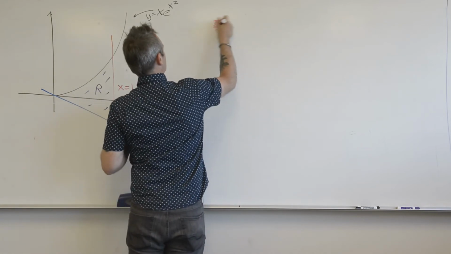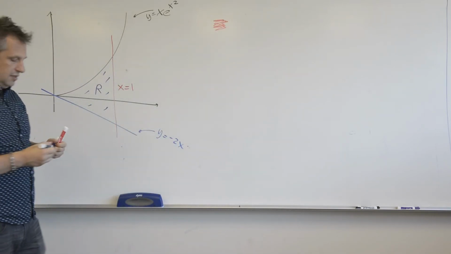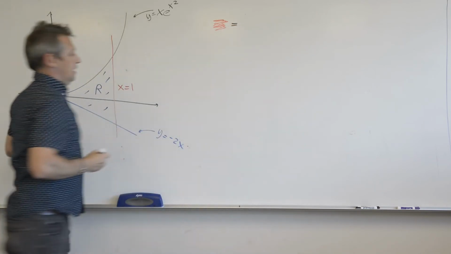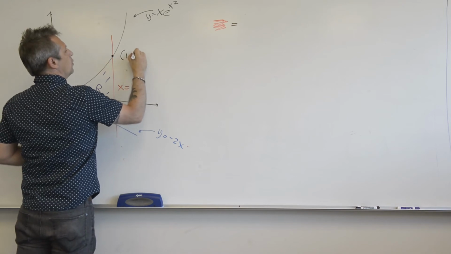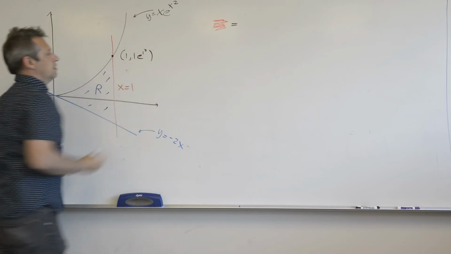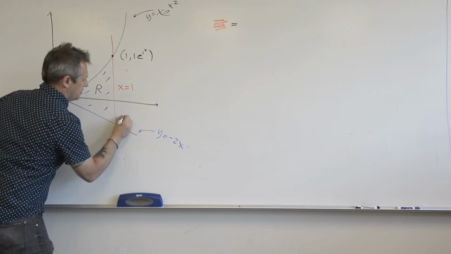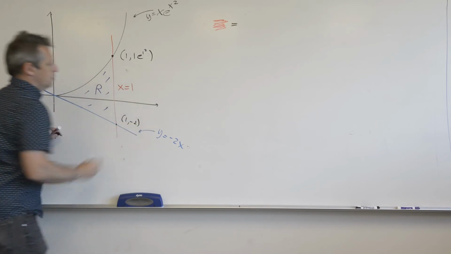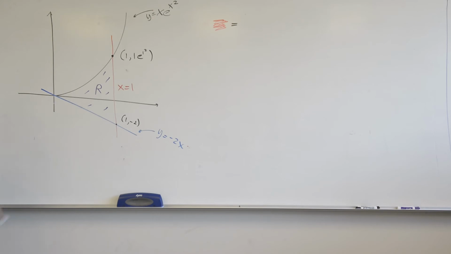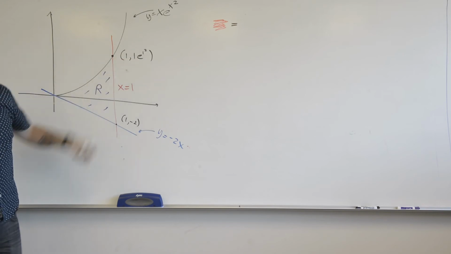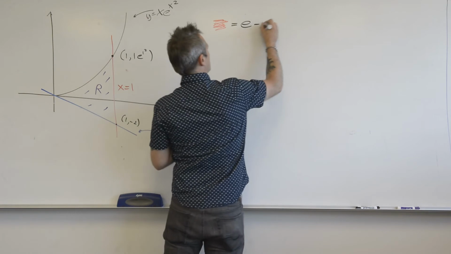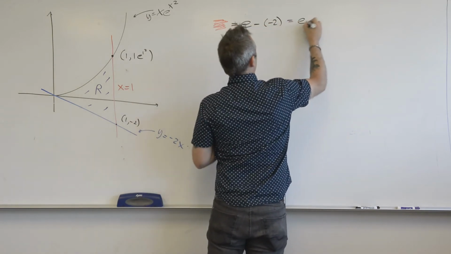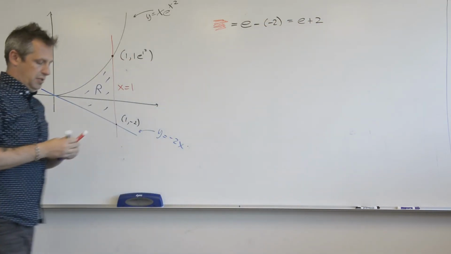So the red segment is actually really easy. Given that it is just a vertical line, this point right here is 1 comma 1 e to the 1 squared. And this point down here is 1 comma negative 2. So this distance is just the difference in these y values. So 1 e to the 1 squared is otherwise known as e, minus negative 2, or e plus 2. And that's the red business.